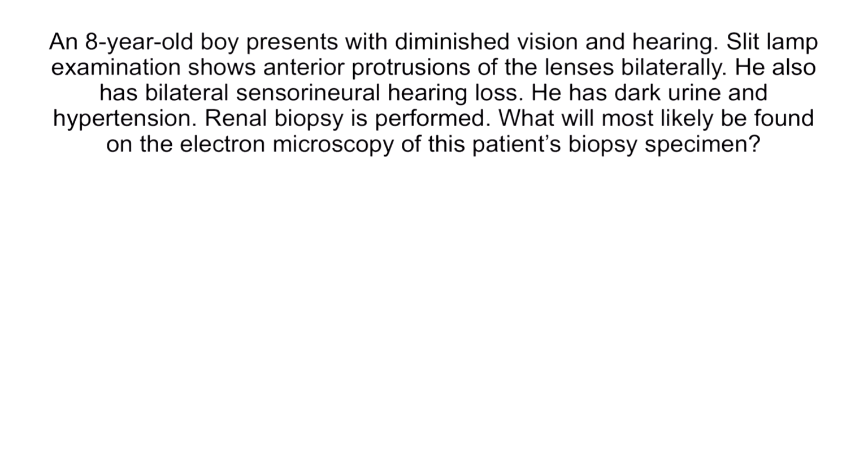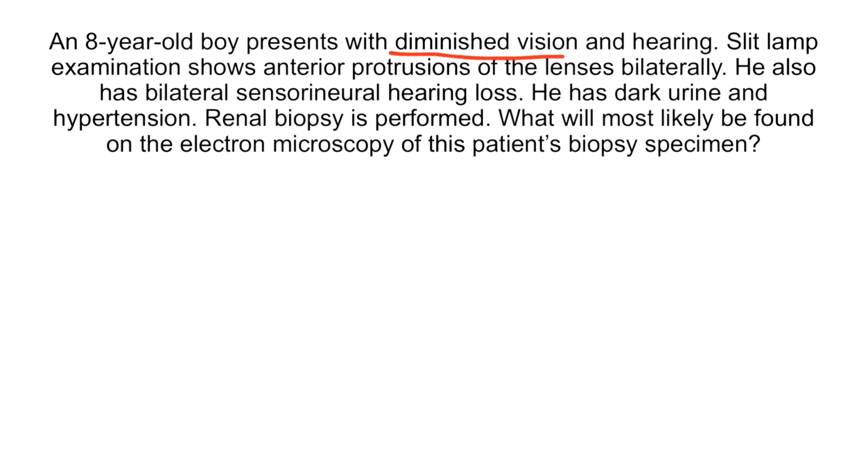An 8-year-old boy presents with diminished vision and hearing. Slit lamp examination shows anterior protrusions of the lenses bilaterally. He also has bilateral sensorineural hearing loss. He has dark urine and hypertension. Renal biopsy is performed. What will most likely be found on electron microscopy of this patient's biopsy specimen?